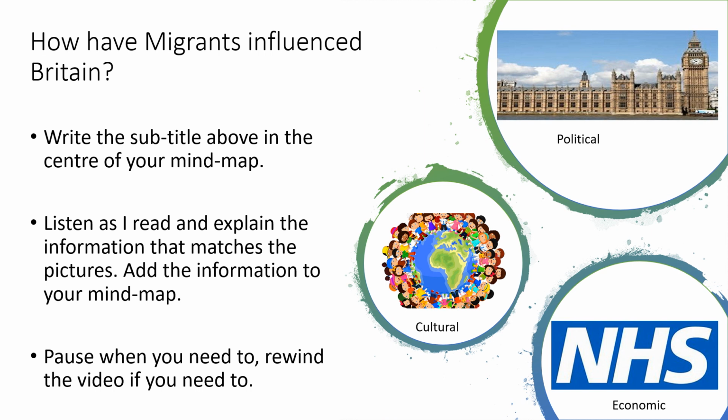If you need to, you can pause the video at any point. You can rewind the video if you need to, and you shouldn't be copying all of the text that I say word for word. I don't want to see that. Instead, you need to pick out 2 or 3 points for each category and add them to your mind map. 2 or 3 points is the minimum. You are welcome to do a few more points, but please make sure you have at least 2 or 3 points for political, cultural and economic.